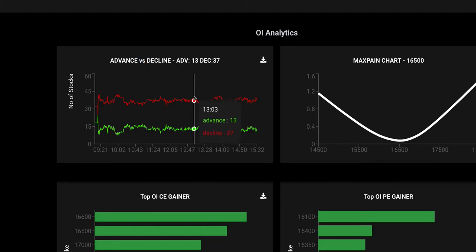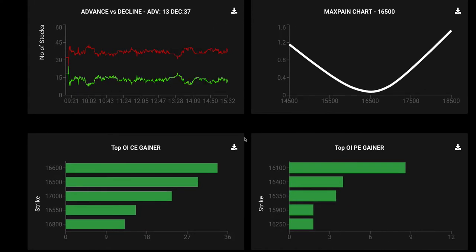Usually on other days, when the market is down big, this crossover happens if the market is changing. So advance versus decline is an amazing thing. You just try it out. Sometimes you will understand when to stop loss or when it is a fake move. Yeah, so now let's go to the second option.